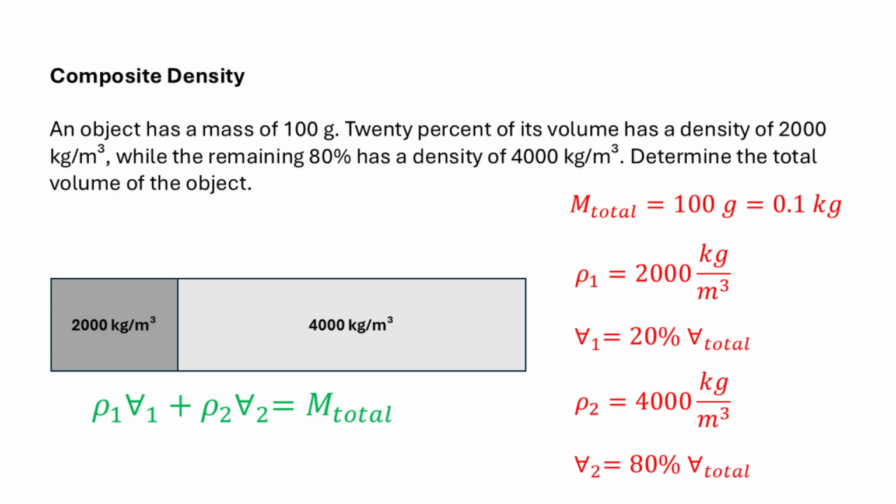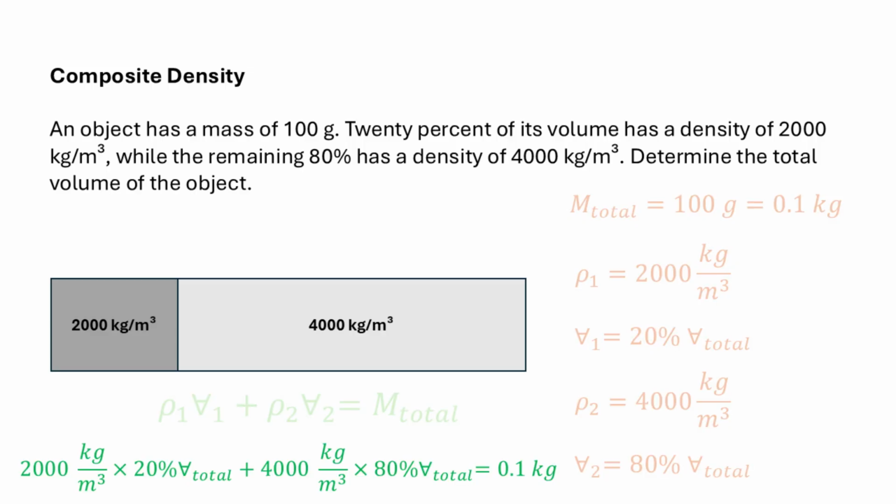Now, from the problem statement, we found that m total is 100 gram or 0.1 kilogram. Density 1 is 2000 kilograms per cubic meter, and volume 1 is 20% of total volume. Likewise, density 2 is 4000 kilograms per cubic meter, and volume 2 is 80% of total volume. Substituting all these values into the previously derived equation, we now have the final form on the slide.